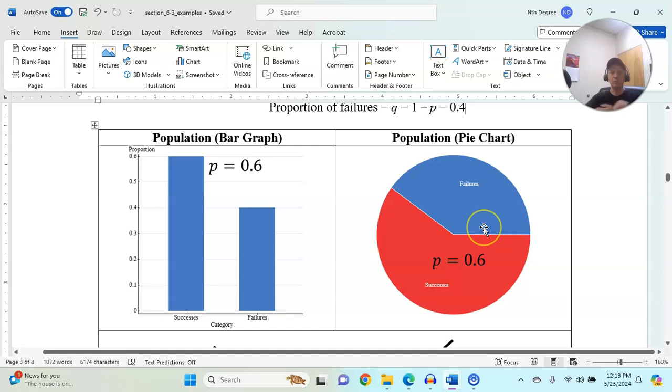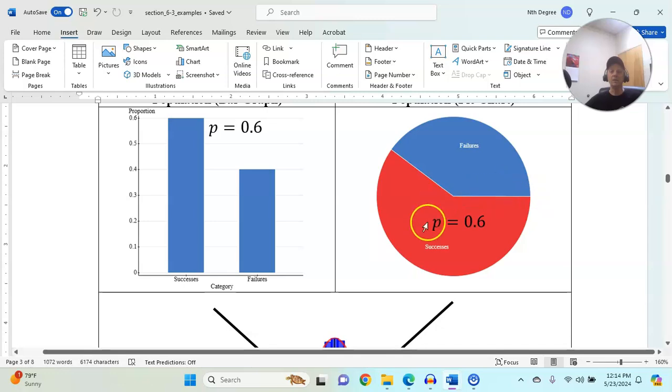I like the pie chart visual, because now what I can imagine doing is throwing darts at this dartboard. So let's take a sample of size 100. If you threw 100 darts at this dartboard, how many of those darts would you expect to hit the success zone? You'd probably expect about 60 of them, right? Will it always be exactly 60? No, because of sampling error. Remember, some samples, in fact most samples, are a little bit different from the population. So we'd probably expect that most of the time, about 60 darts would hit the success zone.